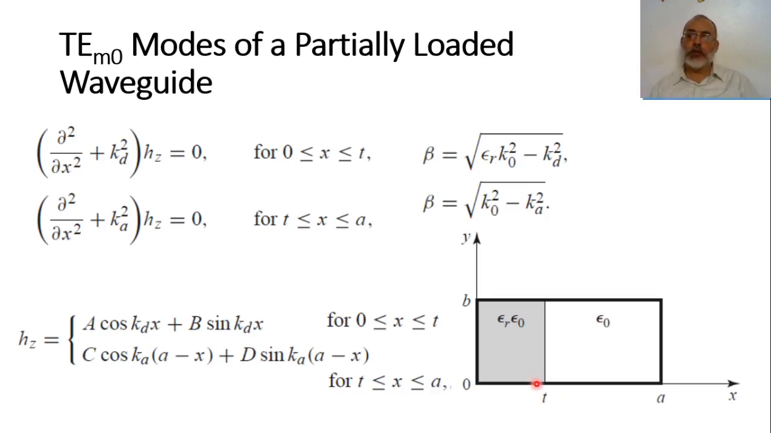Effectively, partially loaded waveguide has many applications in attenuators, in phase shifters, and it is also used in the case of the ferrite material to develop ferrite loaded waveguide structures, especially in the case of isolators, for example. So we have many applications with this configuration.